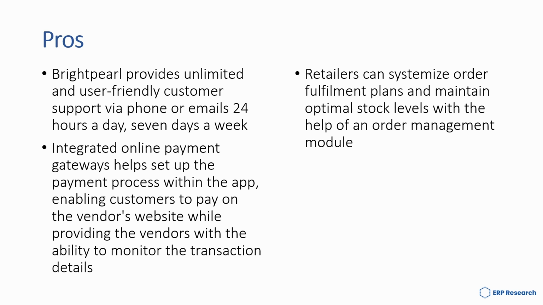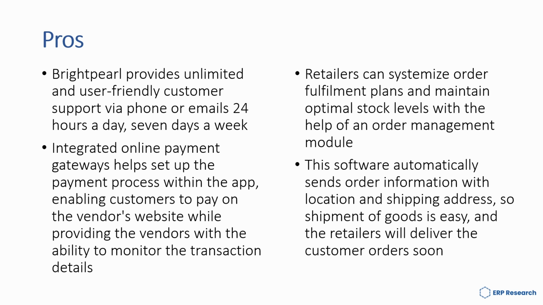Retailers can systemize order fulfillment plans and maintain optimal stock levels with the help of an order management module. And this software automatically sends order information with location and shipping address, so shipment of goods is easy and retailers can deliver customers' orders sooner.